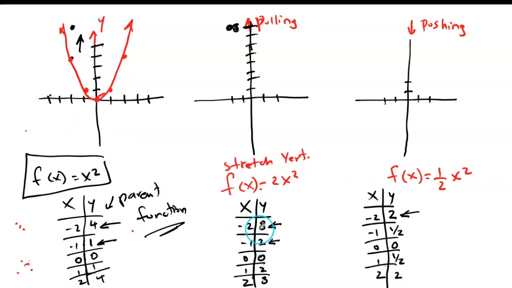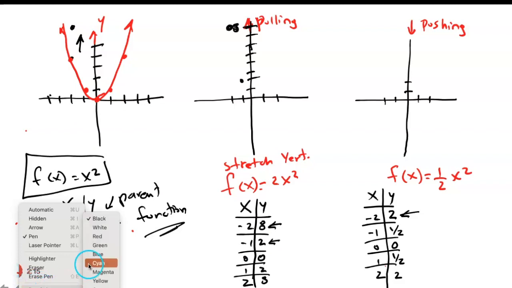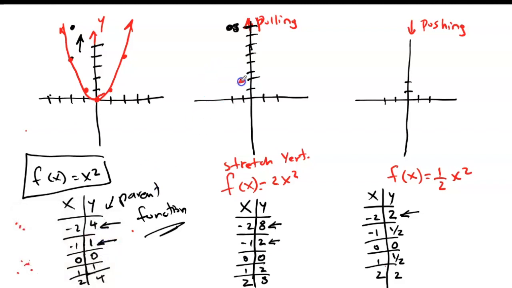The next one is negative 1, 2. Let me get it red again. Negative 1, 2. And this is negative 2, 8. So this point used to be negative 1, 1. But it got moved higher. So it's a stretch. Okay? 0, 0, and same in the other side. So now look at this graph. It's much narrower, all right? So this got pushed because it got pulled to the top.